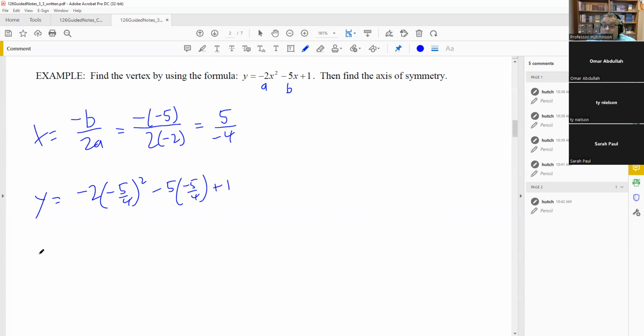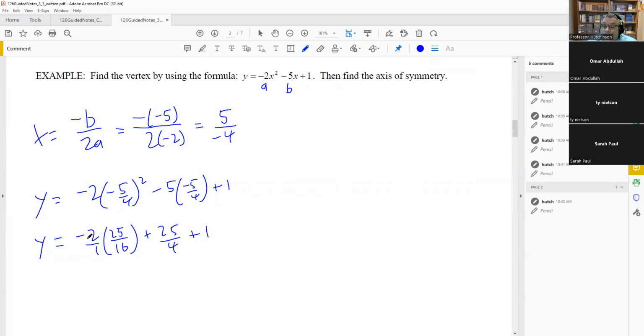So now we're going to simplify all this. Now, -2, I'm going to write this as a fraction. So -2 can be written as -2/1. Now this, you square the top and square the bottom. So you get 25/16. Just looks a little bit neater here. Yeah, 25/16 you get there. This is a plus, and you get 25/4. Yeah, plus 1 there.